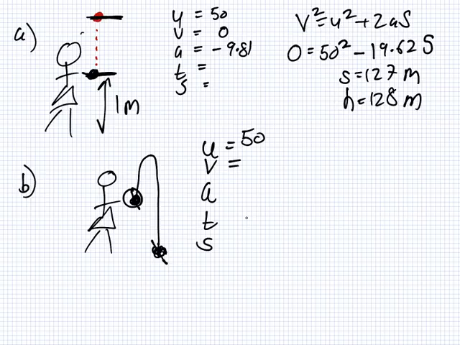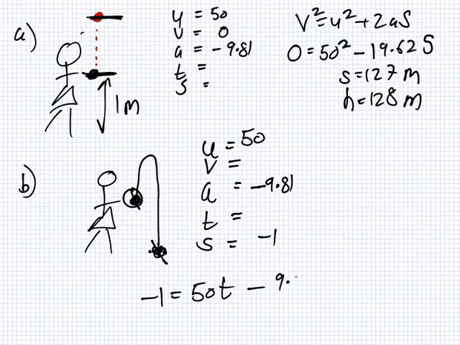Okay. The V we don't know. The A is minus 9.81. The T is what we want, and the S is minus 1, because it would be 1 meter below where it started. So if we use the formula S equals UT plus a half AT squared.